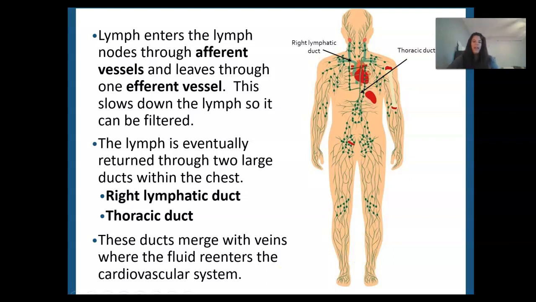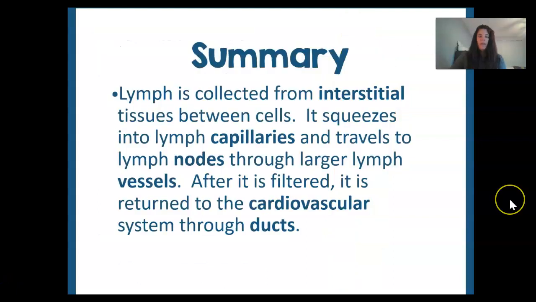So that's a short explanation of how lymph circulates through the body. And if we just want to summarize it, lymph is collected from interstitial tissue between the cells. It squeezes into the lymph capillaries. It travels to the lymph nodes through larger lymph vessels where it gets filtered, and then it is returned to the cardiovascular system through the ducts.